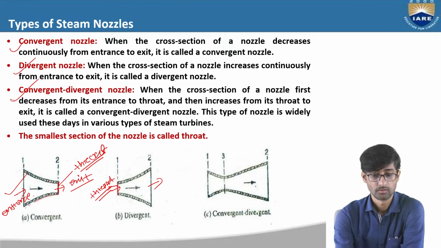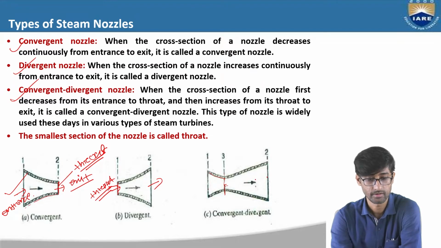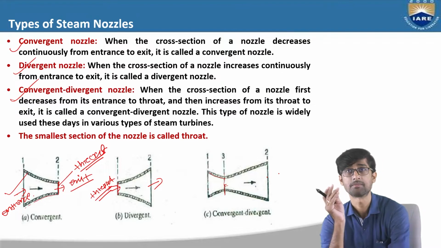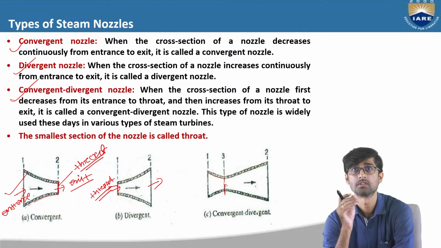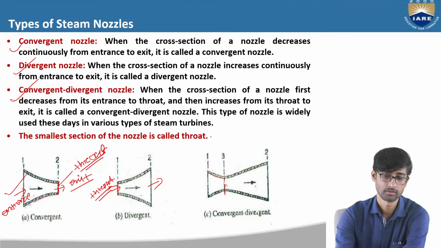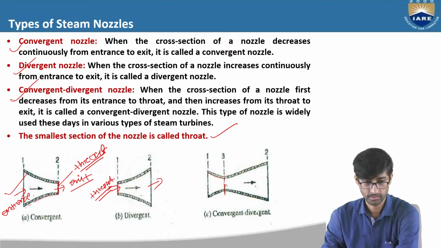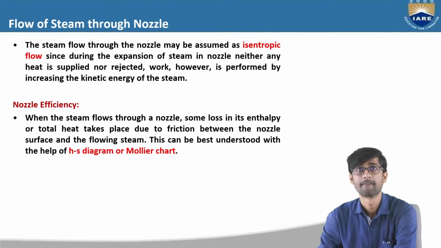When the cross section of the nozzle first decreases from entrance to throat, and then increases from throat to exit section, it is called a convergent divergent nozzle. This type of nozzle is widely used in various types of steam turbines. As I have already said, the smallest section of the nozzle is called the throat. So these are the various types of steam nozzles.